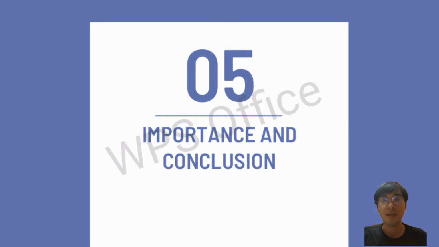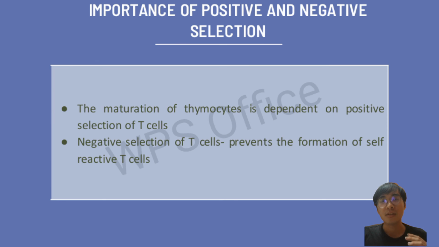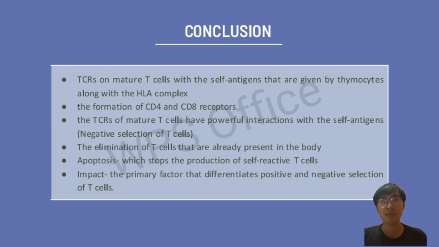Hi, I'm Alan. I'm going to explain the importance of positive and negative selection of T cells. The maturation of thymocytes is dependent on the positive selection of T cells, which are responsible for this process. On the other hand, the negative selection of T cells is what prevents the formation of self-reactive T cells. Therefore, this is still another distinction that can be made between positive and negative selection of T cells.